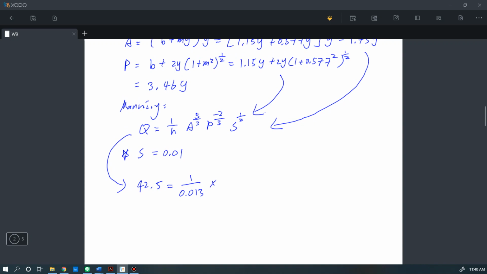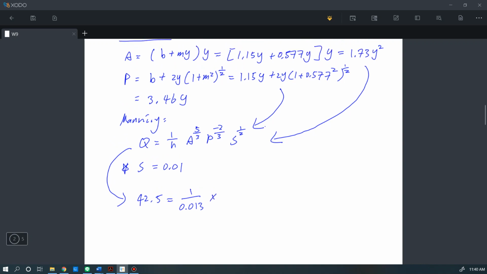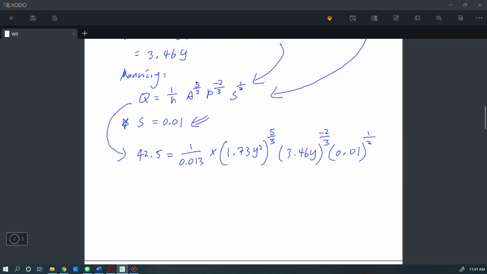Times A, which is 1.73 y squared, to the power of 5 over 3. And for the wetted perimeter, the perimeter is 3.46 y to the power of minus 2 over 3. And the slope, our assumption is 0.01, so I just put that number here. And this is to the power of 1 over 2.